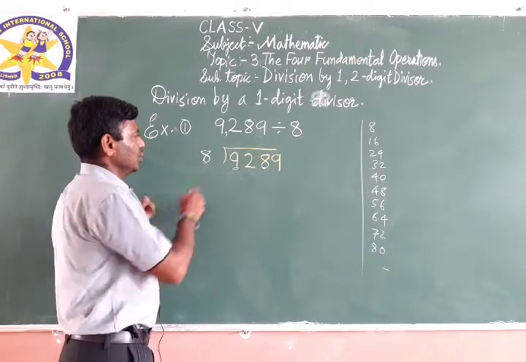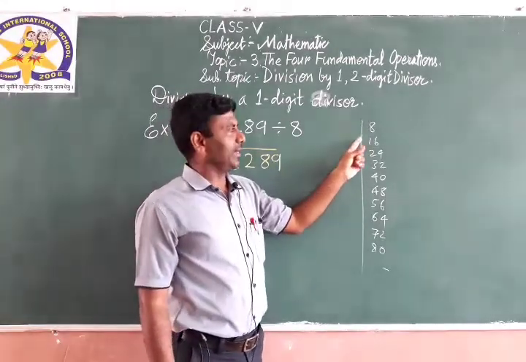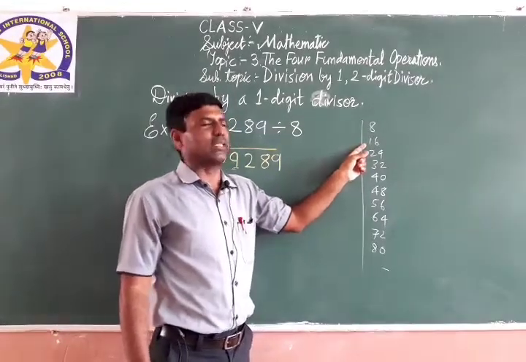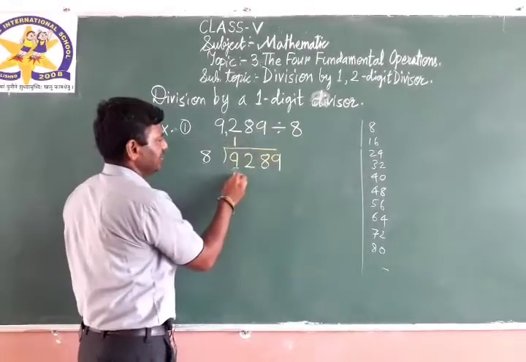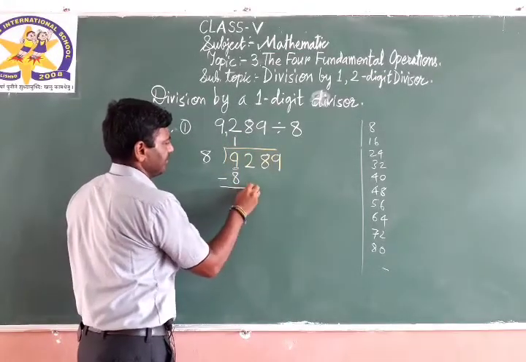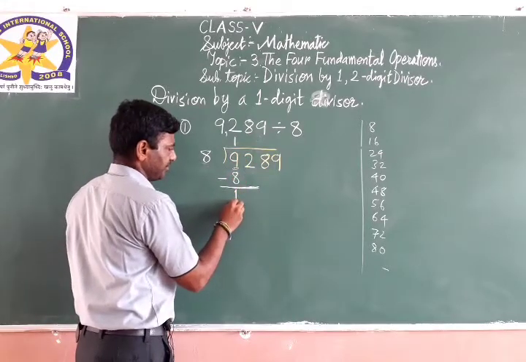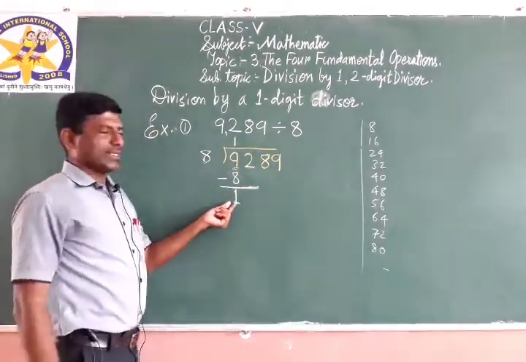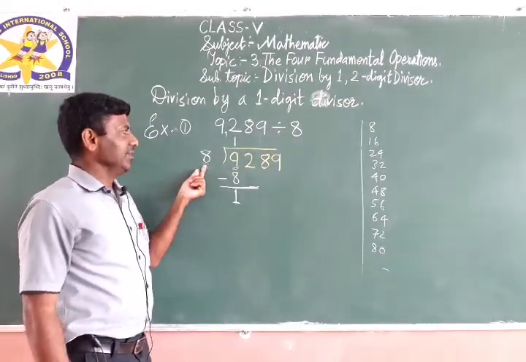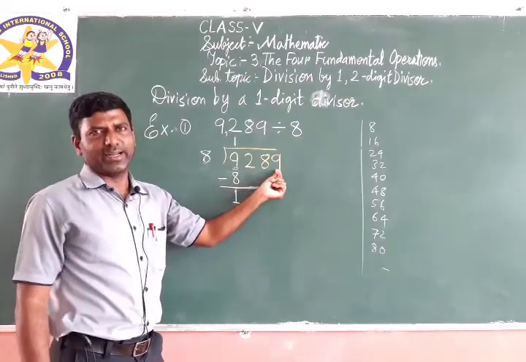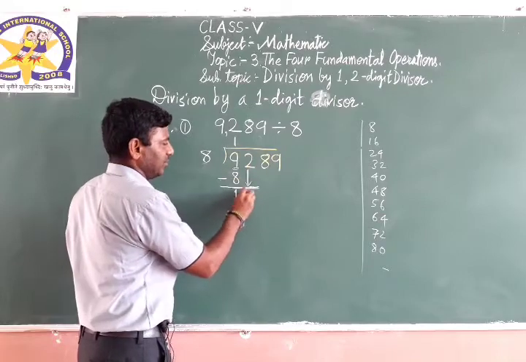Yes. So in 8, is 7 there? No. 8 ones are 8, 8 twos are 16, but 16 is bigger than 9. So 8 ones are 8. We are doing like this now: 9 minus 8, 1. Now 1 is less than 8. We need the dividend to be greater than the divisor. But we have more digits here, so put the next digit down.